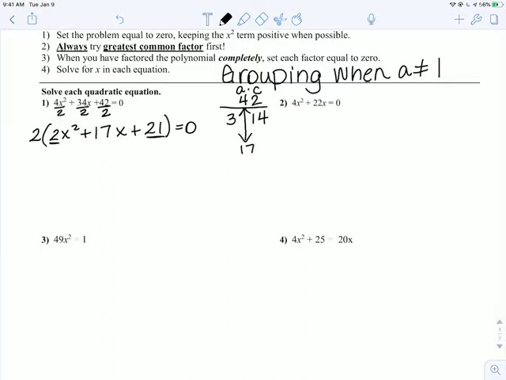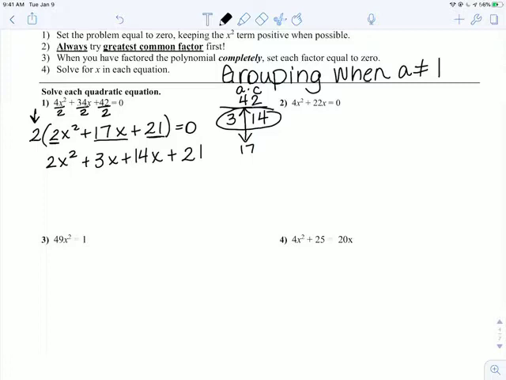So that'll work. So here's what I'm going to do. I'm going to ignore the 2 that's the GCF right here on the outside. I'll ignore it for now, but I will eventually put it back on the outside of my factors. So I'm going to write the first term, which is 2x squared, and instead of writing the middle term 17x, I'm going to write it as two terms, a positive 3x and a positive 14x, and then keep that positive 21.